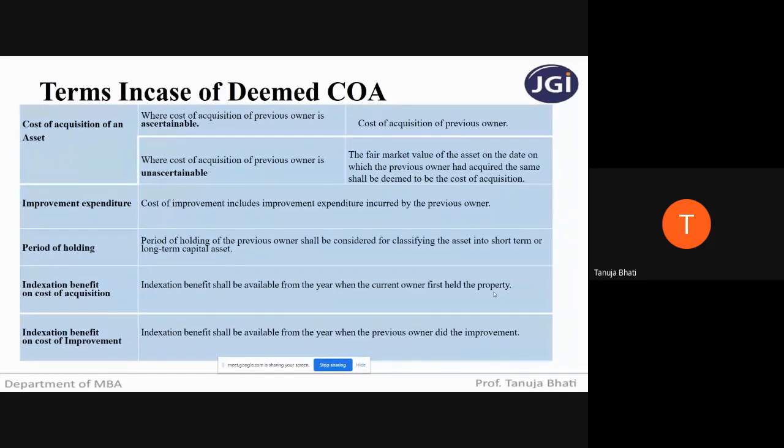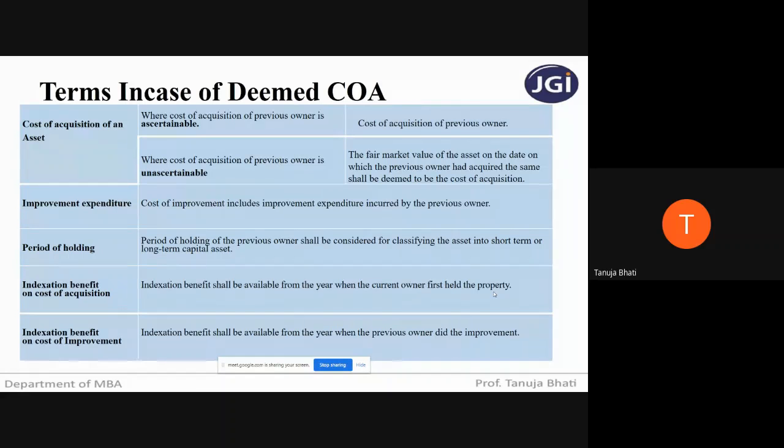So how do we calculate indexed cost of acquisition? What is the formula, students? Students, I request you all to mute your audios. Those who want to answer, please unmute. Can anyone tell me how do we calculate indexed cost of acquisition? In our yesterday's lecture, we have seen it.